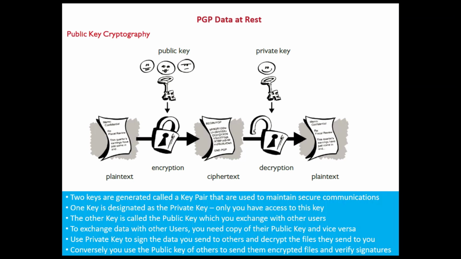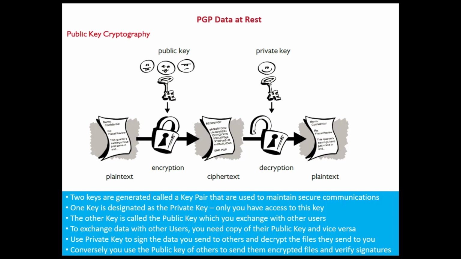You use your private key to sign the files and attachments you send to others and to decrypt the messages and files that they send to you. Conversely, you use the public keys of others to send them encrypted data and also to verify their digital signatures. Okay, so that's a brief overview of the basics of encryption. Let me show you how you can use eBusiness Server to encrypt data on the mainframe.